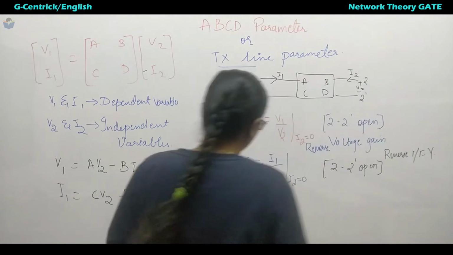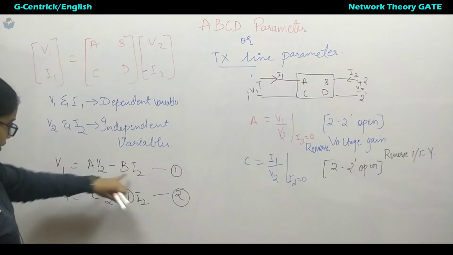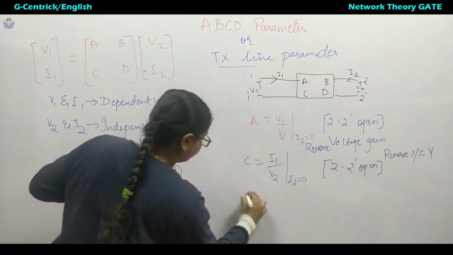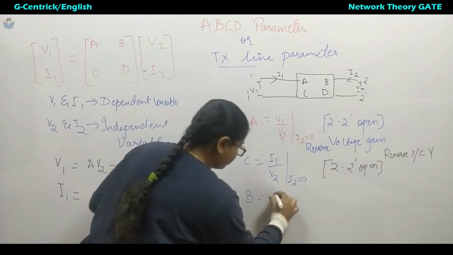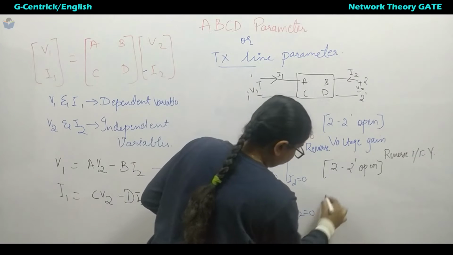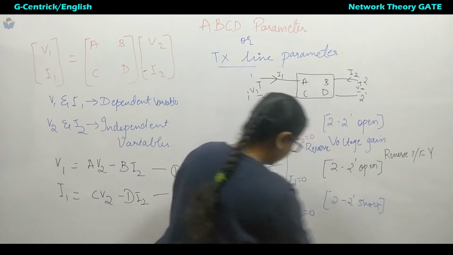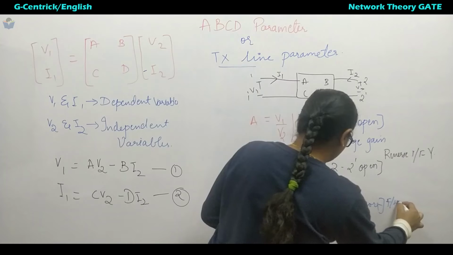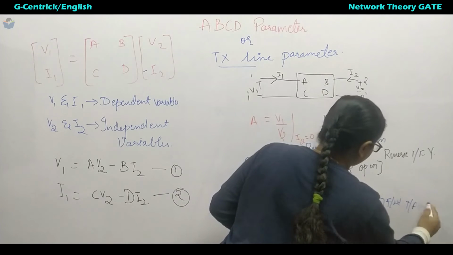Next we will take V2 equal to 0. That means we will get the B parameter as minus V1 upon I2. Then V2 is equal to 0 and our 2, 2 dash terminal is short circuit. What name can we give this one? It is impedance, the forward transfer impedance. We will write it as Z.